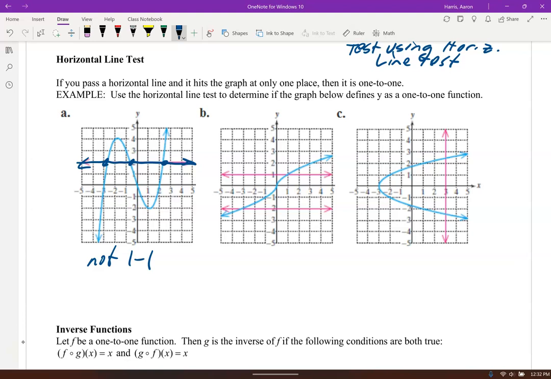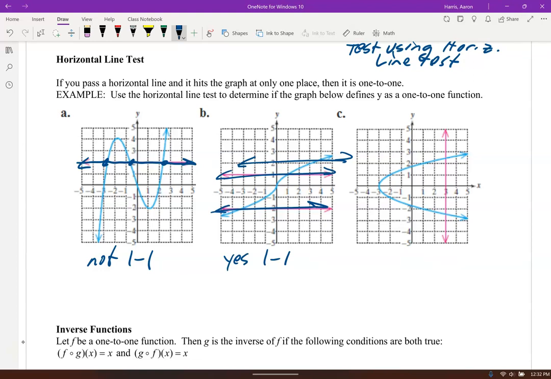And we should also check if it's a function first of all. So is b a function? Yes, it is. Passes the vertical line test. Now does it pass the horizontal? Yes, it only hits once. Anywhere we draw a horizontal line, that function hits only once. So this, yes, is a one-to-one function.